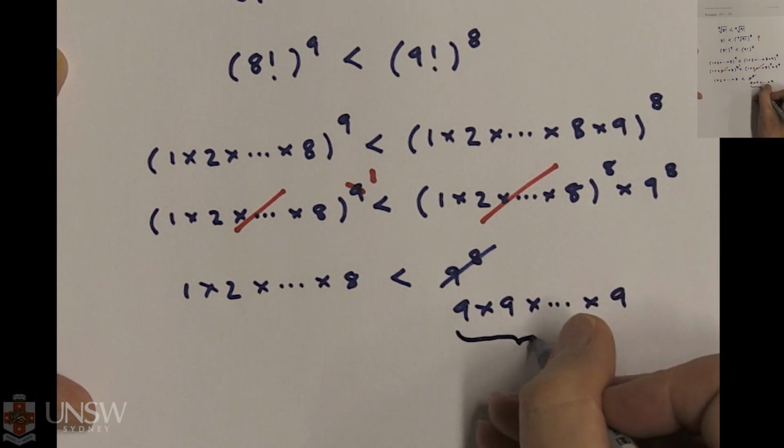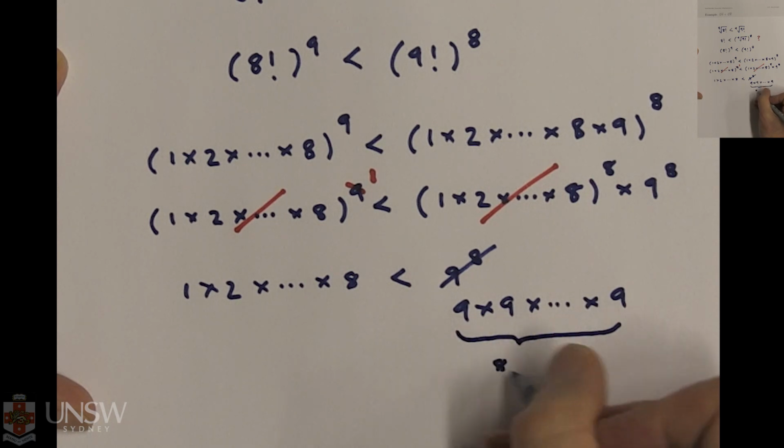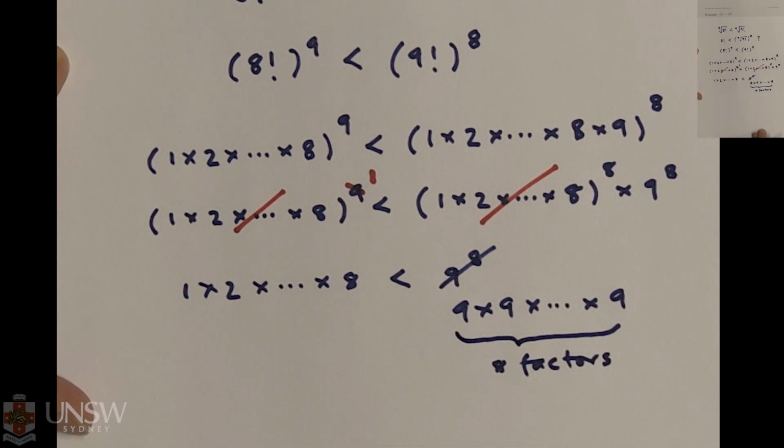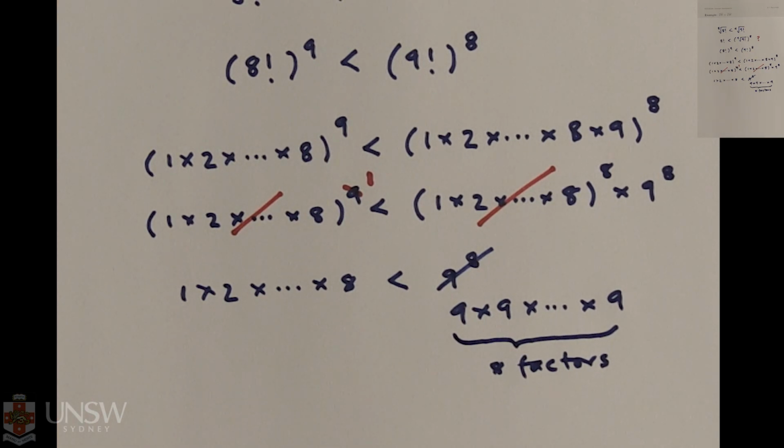Where we can write it this way, just to make it quite clear, there are 8 factors here. Now what have we got here? We've got 8 factors on the left-hand side multiplied together. The factors are 1, 2, 3, 4, 5, 6, 7, 8. We've got 8 factors on the right-hand side, all multiplied together. The factors are 9 times 9 times 9, etc.